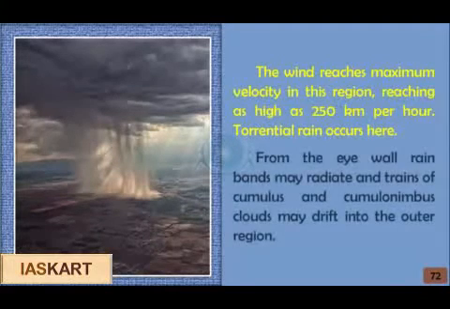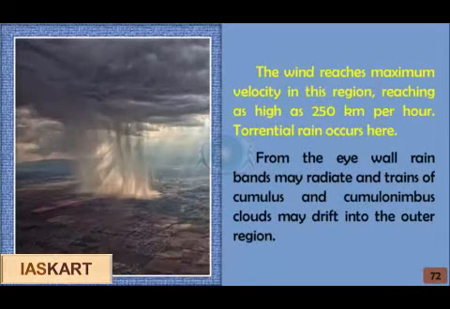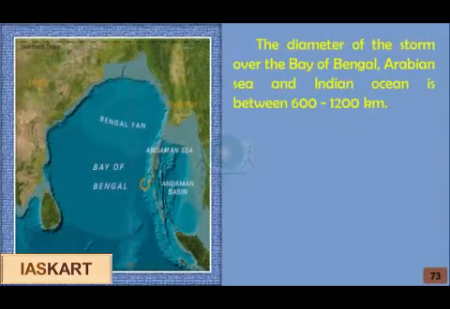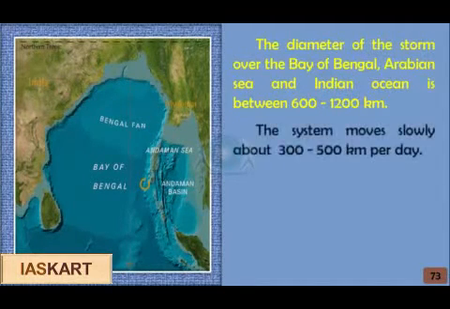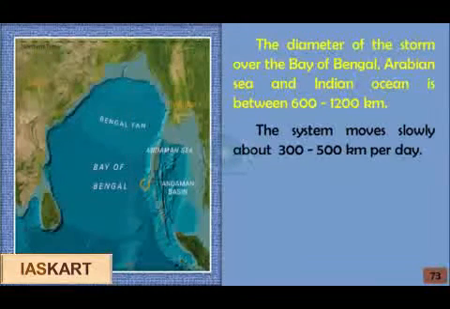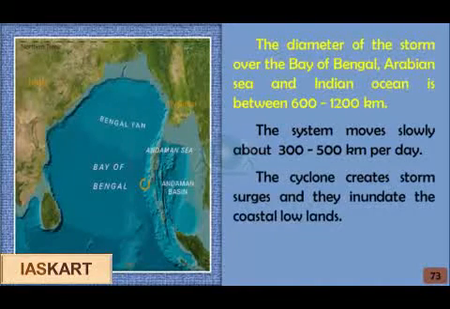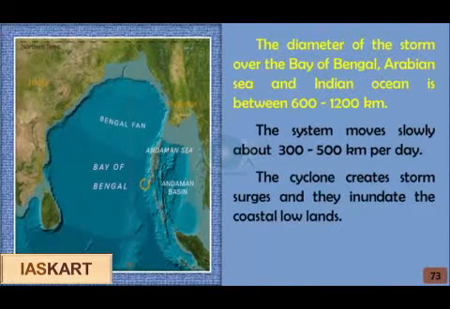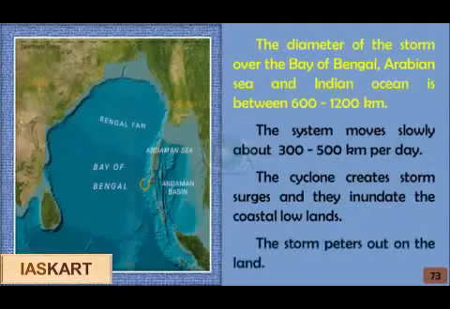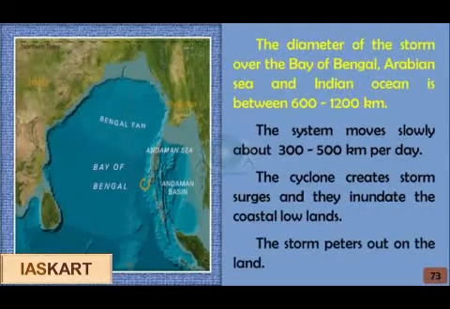Torrential rain occurs here. From the eye wall, rain bands may radiate, and trains of cumulus and cumulonimbus clouds may drift into the outer region. The diameter of the storm over the Bay of Bengal, the Arabian Sea, and Indian Ocean is between 600 to 1200 kilometers. The system moves slowly, about 300 to 500 kilometers per day. The cyclone creates storm surges and they inundate the coastal lowlands. The storm peters out on the land.